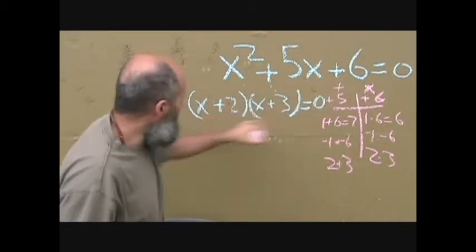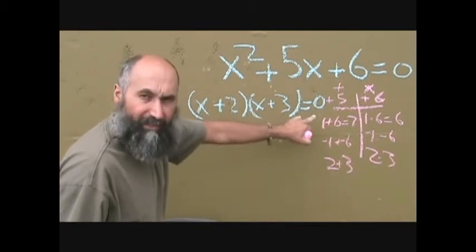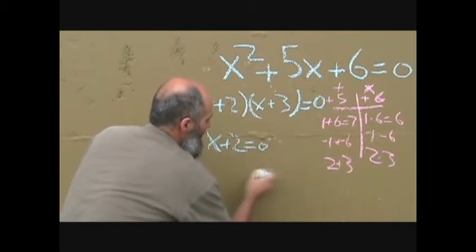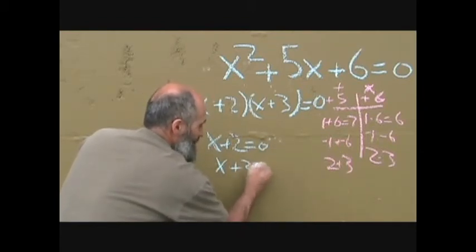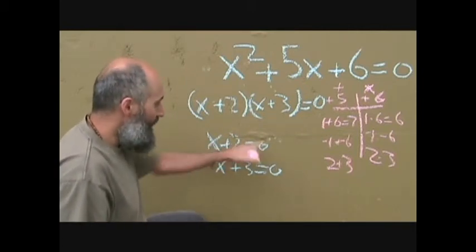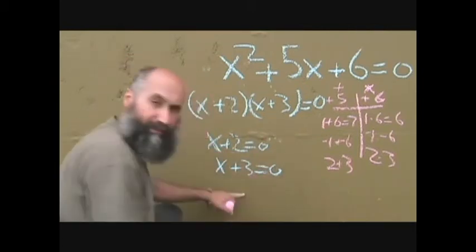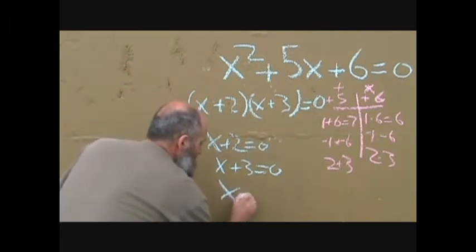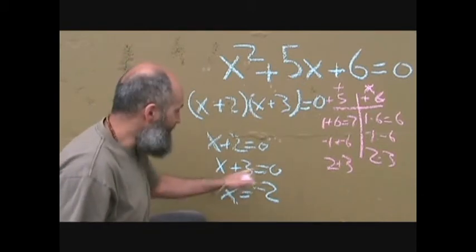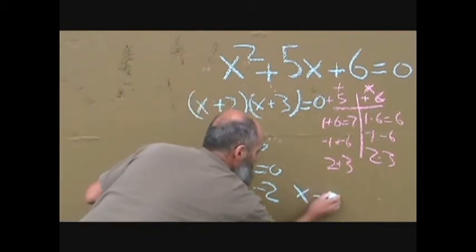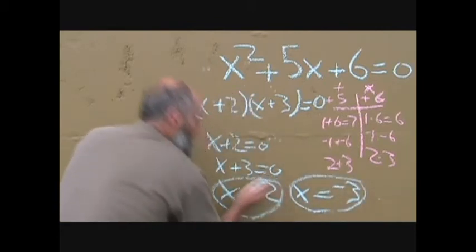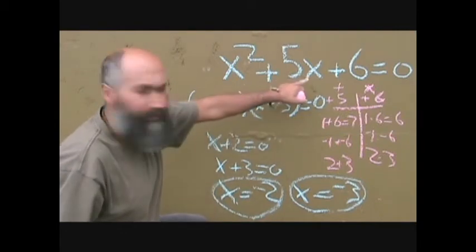Now if you want to solve for it, all you do is take each one of these factors and set them equal to 0. So x plus 2 is equal to 0, and x plus 3 is equal to 0. And you solve for these. You bring the 2 over, and it just becomes x is equal to negative 2. Let's write this down here. x is equal to negative 2. And over here, you bring the 3 over, which means x is equal to negative 3. And these are your solutions to this question.